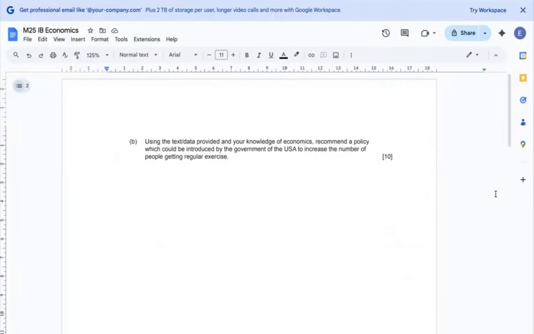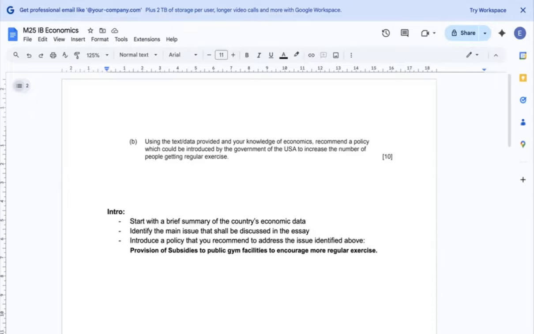Question B. Using the text and data provided and your knowledge of economics, recommend a policy which could be introduced by the government of the USA to increase the number of people getting regular exercise. All right, for this type of essay, you can start with a brief summary of the country's economic data given or the general issue mentioned in the essay, and then you can identify the main issue that shall be discussed in the essay. Last, you introduce a policy that you recommend to address the issue that you identified above.